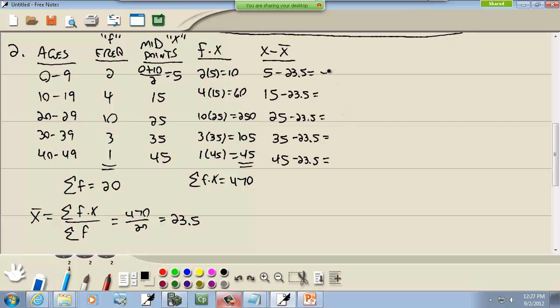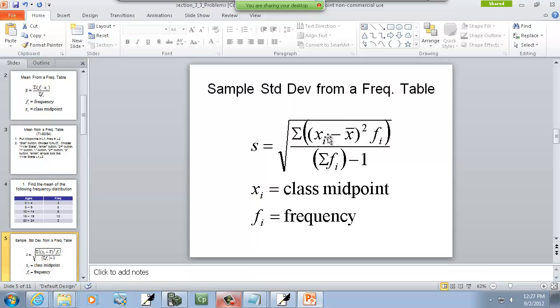This gives us negative 18.5. This next one gives us negative 8.5. Next one is 1.5. Next one's 11.5. And next one's 21.5. That's what's inside the parentheses here.